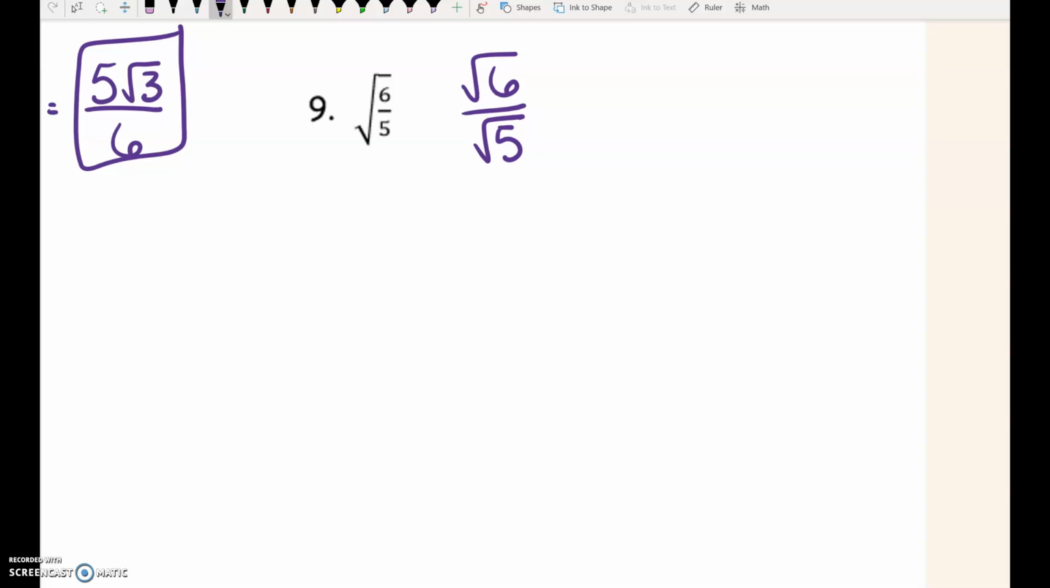Radicals on the bottom are bad. We cannot leave answers with radicals on the bottom. A radical, like the square root of 5, is an irrational number, and you cannot have an irrational denominator. So we need to do something called rationalizing the denominator. We need to get rid of the irrational on the bottom. We need to get rid of the radical on the bottom.